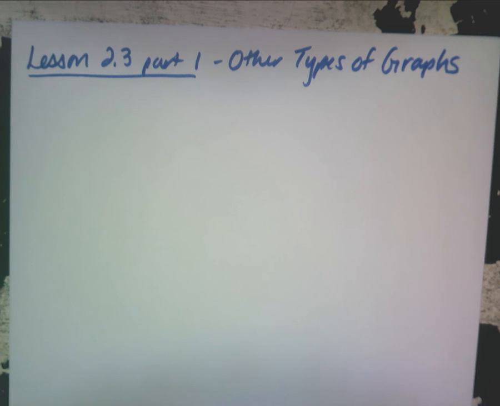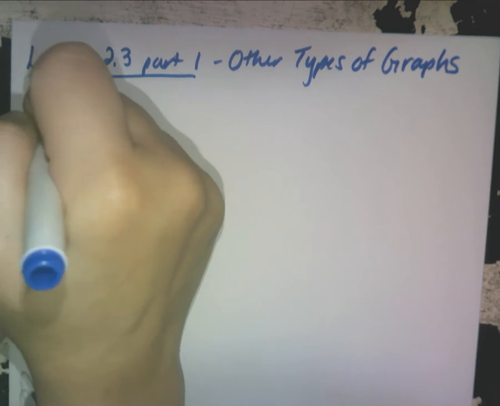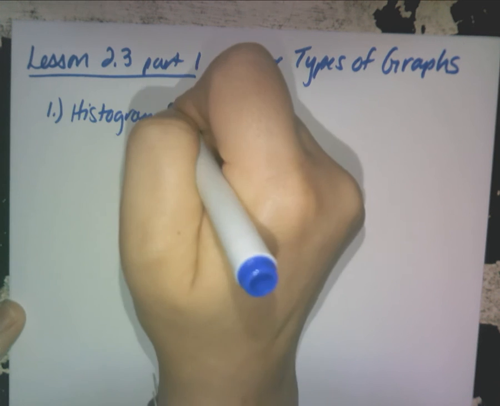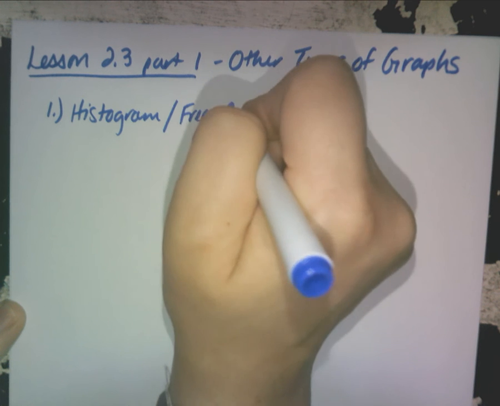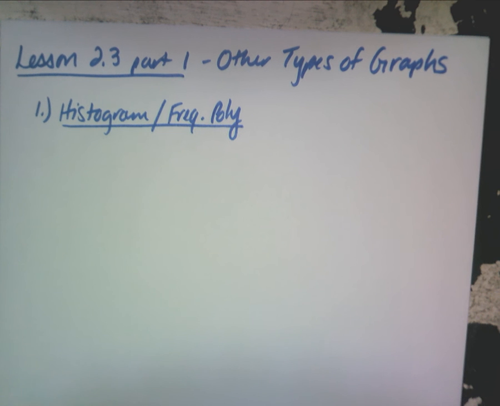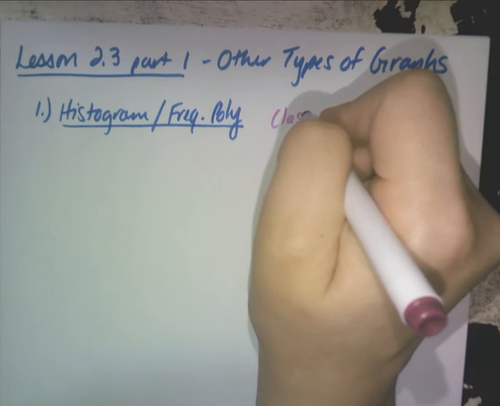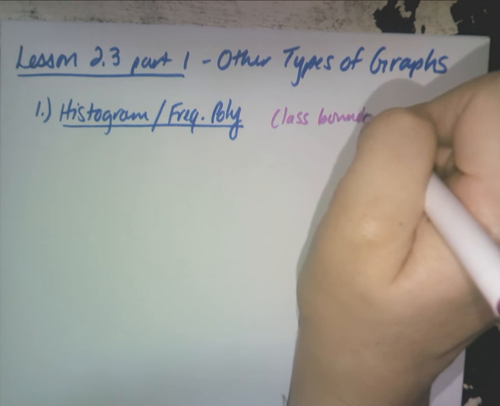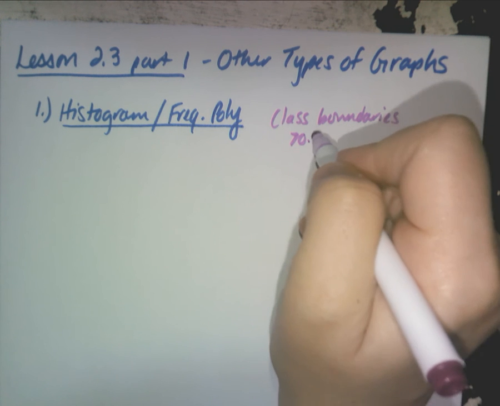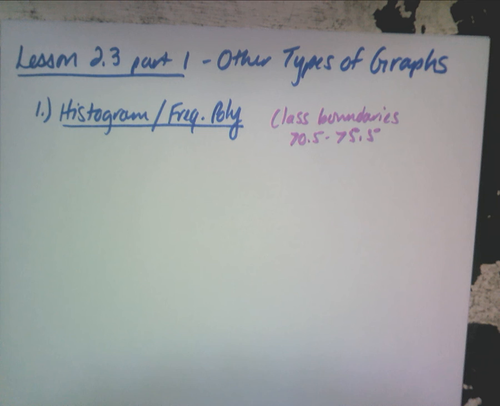Okay, so we have learned the following type of graph, which is a histogram and a frequency polygon. Just to give yourself a little bit of information here, you do need class boundaries, which would be like 70.5 to 75.5. If they give you the limit, which they will, then you have to put it into boundaries.